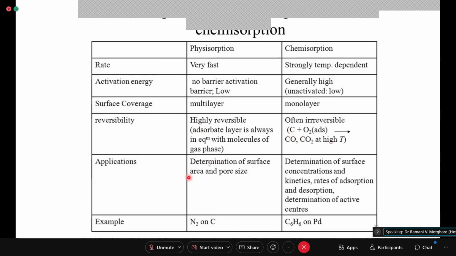Then applications are determination of surface area and pore size, determination of surface concentration and kinetics, rate of desorption, determination of active centers, and so on. Examples are nitrogen on carbon or charcoal, nitrogen on charcoal being mostly studied, then benzene on palladium catalyst.